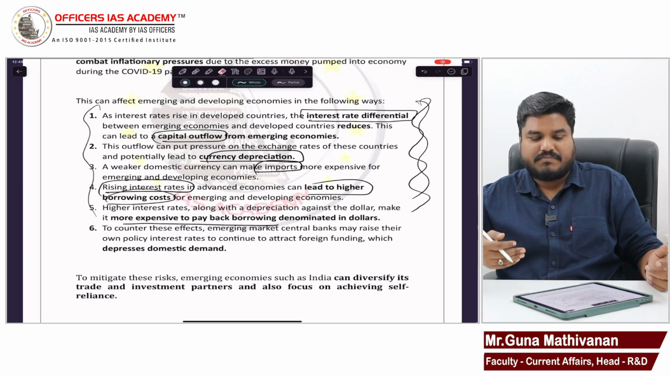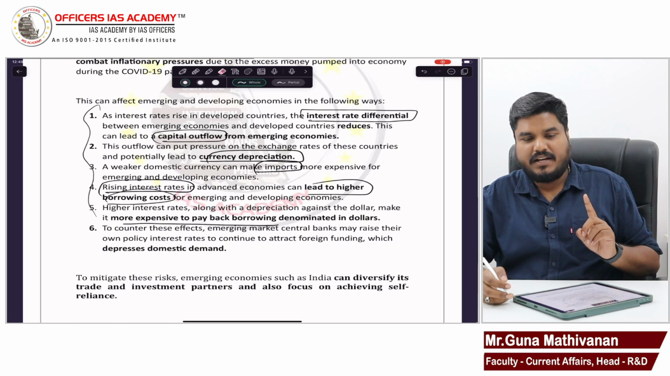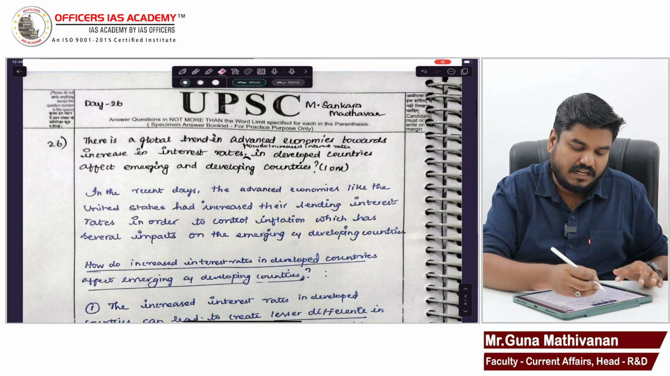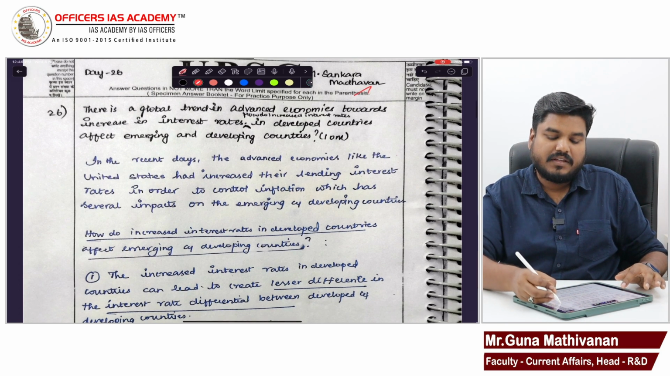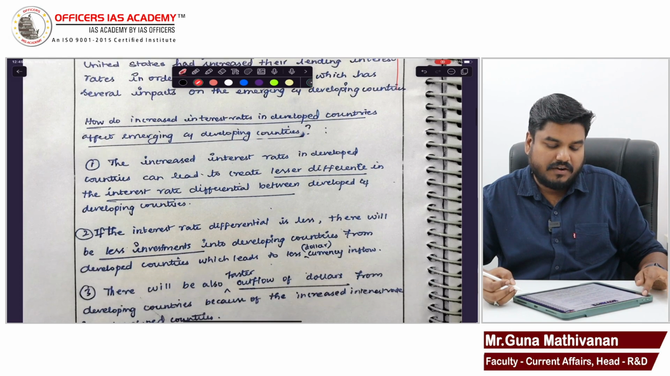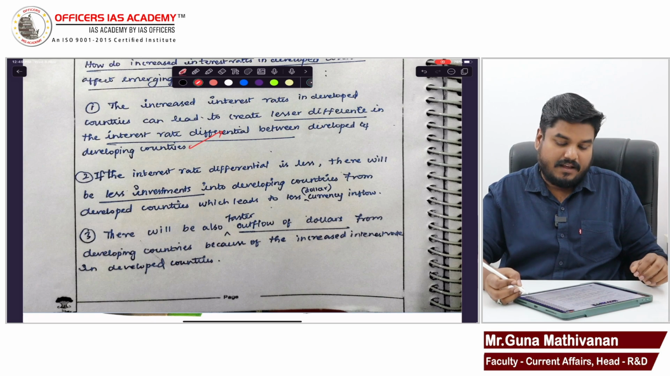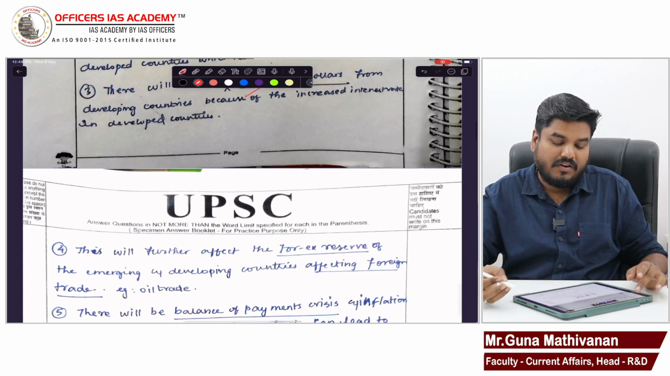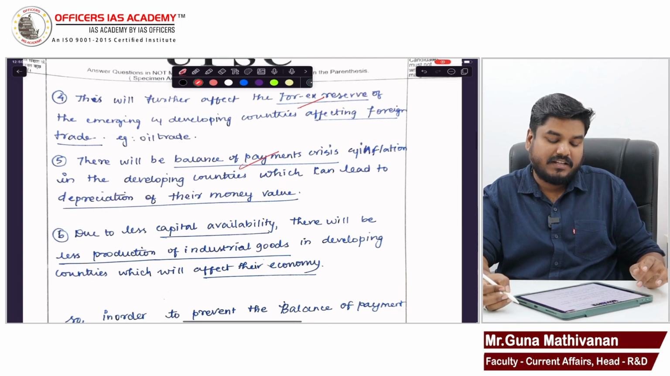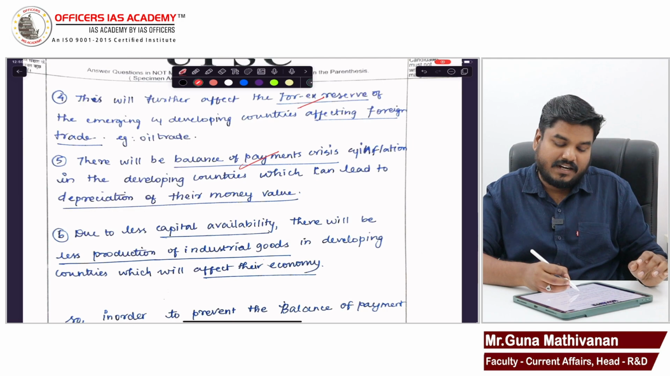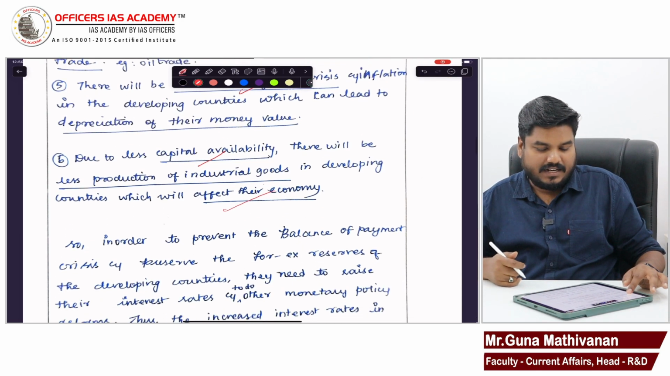But while writing the answers, please ensure there is a flow. Don't give random points. Right? So, Shankara Madhavan, there is a flow in your answer. There is a proper flow. You have given a proper introduction. So, interest rate differential will be affecting the investment outflow of dollars, right? That is going to affect the forex reserve. That will lead to balance of payment crisis. That is going to reduce the capital availability and will affect the economy. That's a flow.